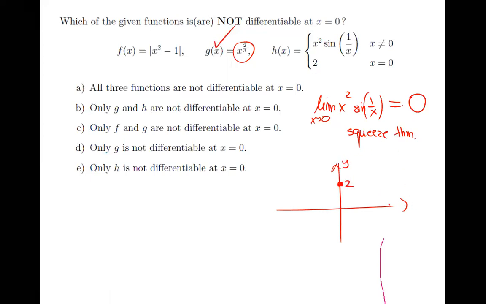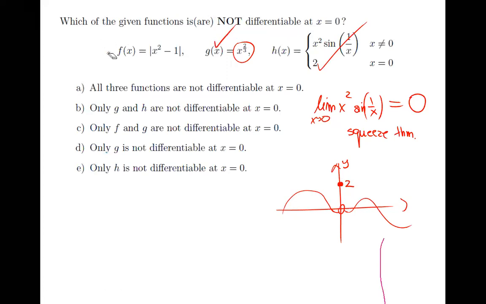That means I don't really know exactly the graph, but at 0, the value is 2, we can see, and the limit, whatever the function does, I don't know exactly how the function behaves. Let me just draw something, but the limit is 0. Okay, we can see the limit is 0. We definitely have a discontinuity. If we have a discontinuity, the function is not differentiable. That means definitely G and H.